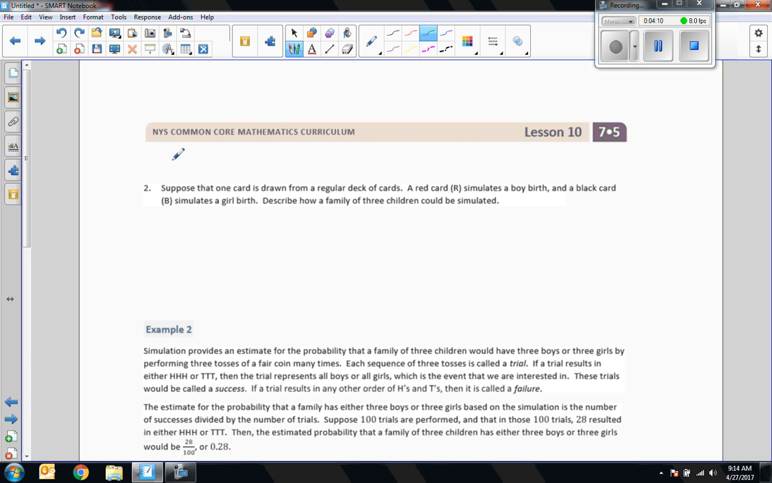Number 2. Suppose that one card is drawn from a regular deck of cards. A red card simulates a boy. A black card simulates a girl. Describe how a family of 3 children would be simulated.